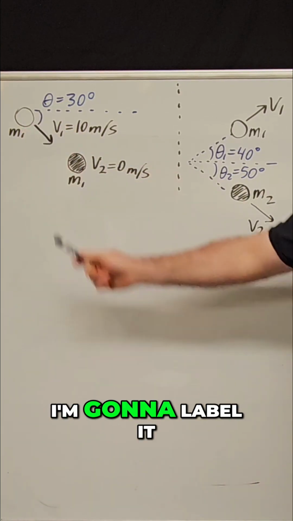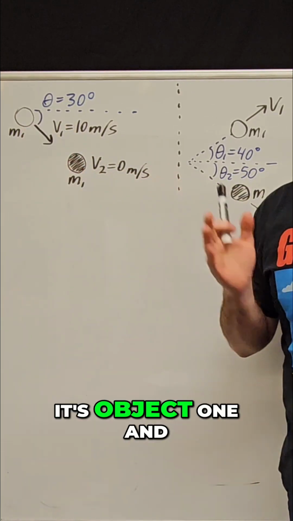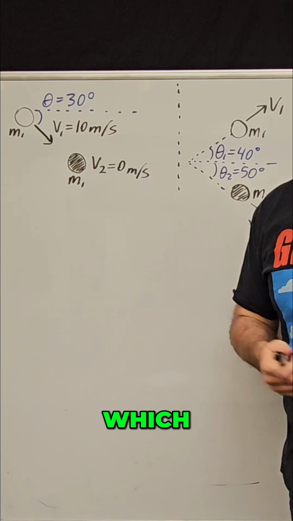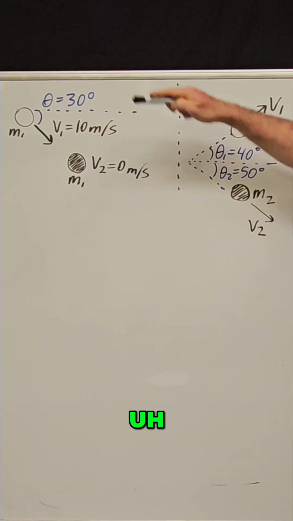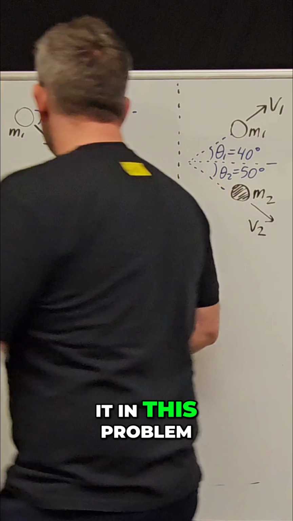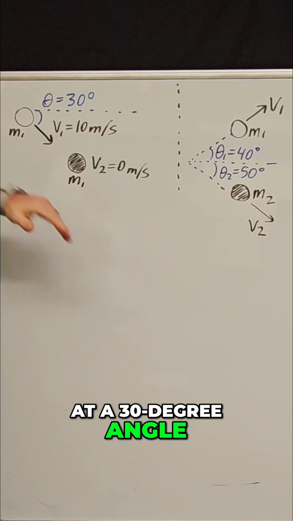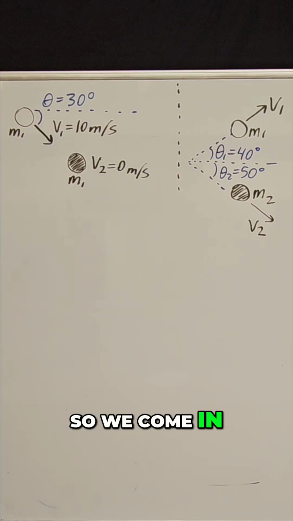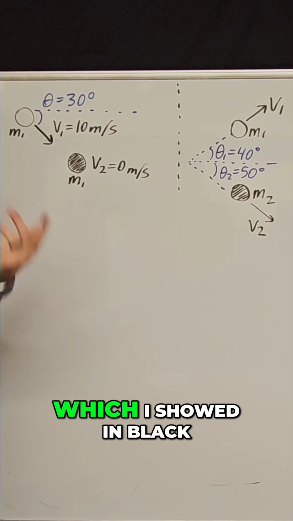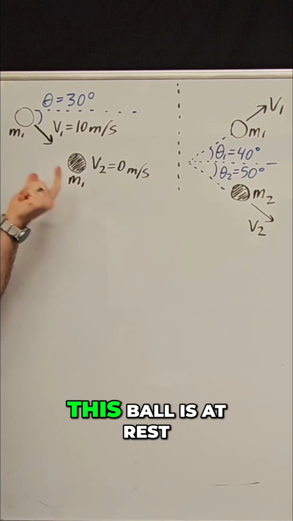ball. I'm going to label it M1 to show that it's object 1 and it has some mass, which I can give you later. And I'm going to say that we're going to hit it in this problem at a 30-degree angle from the horizontal. So we come in and we use our pool stick to hit this ball, and we're going to say that this other ball, which I showed in black, is at rest.